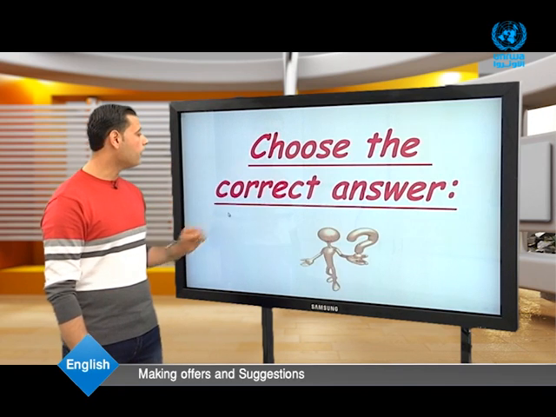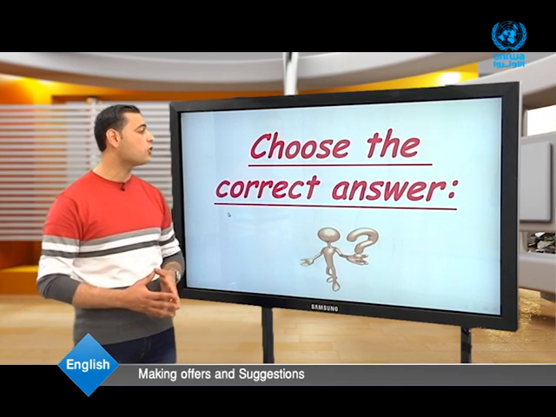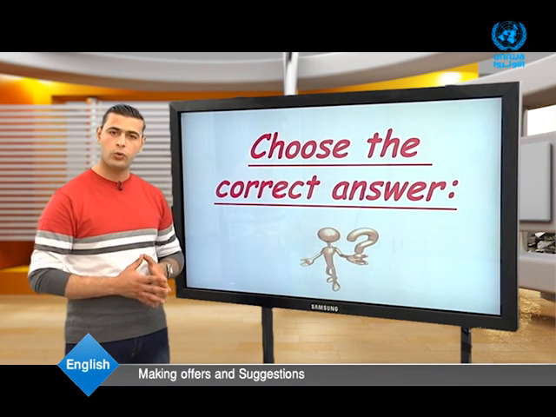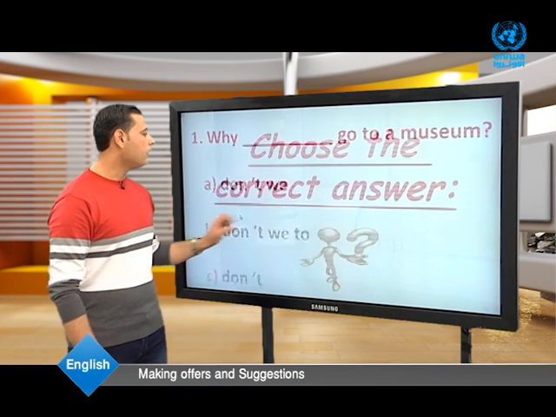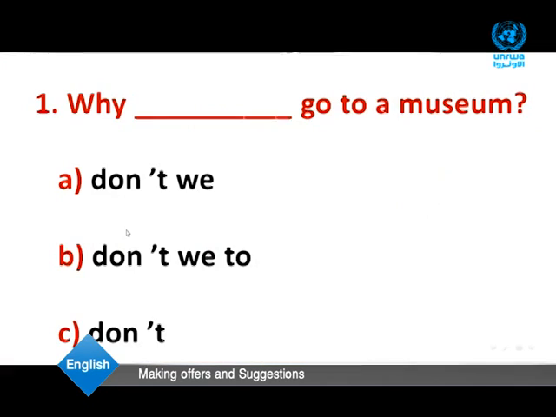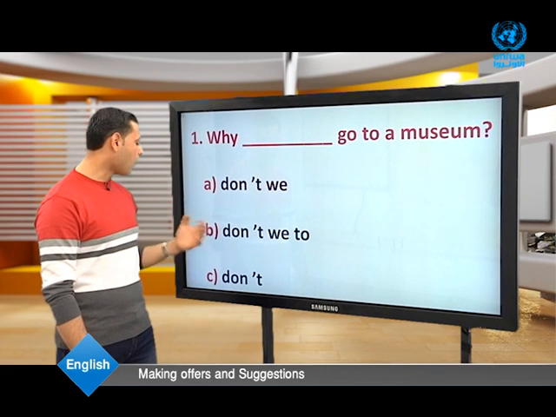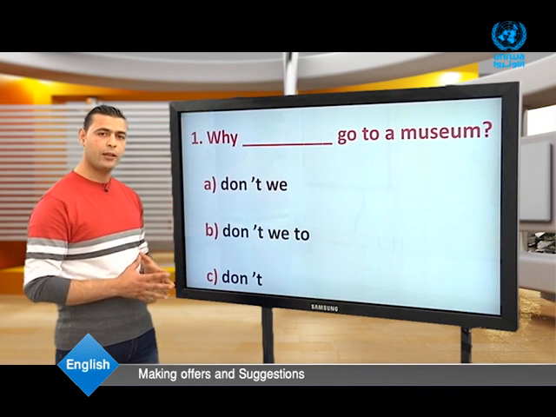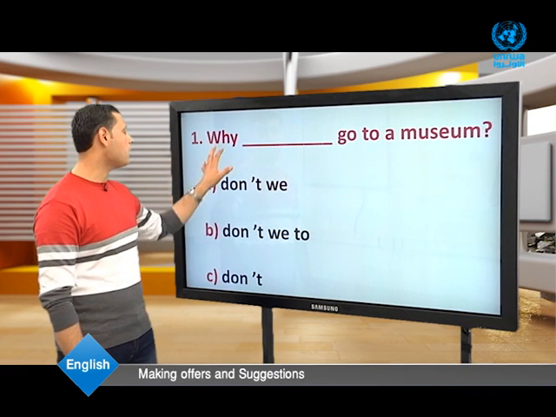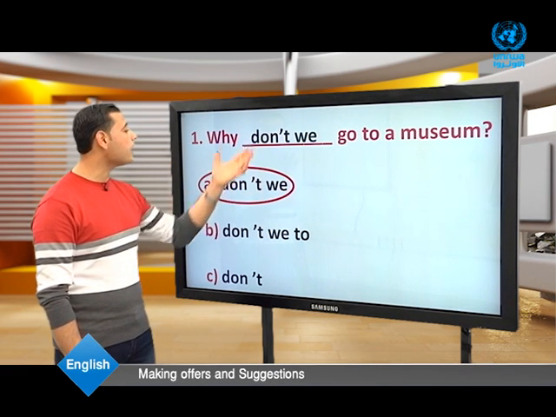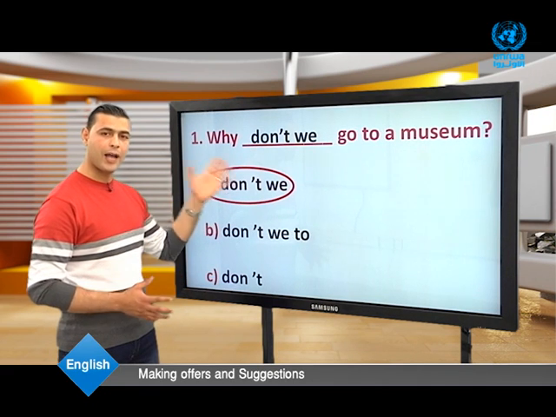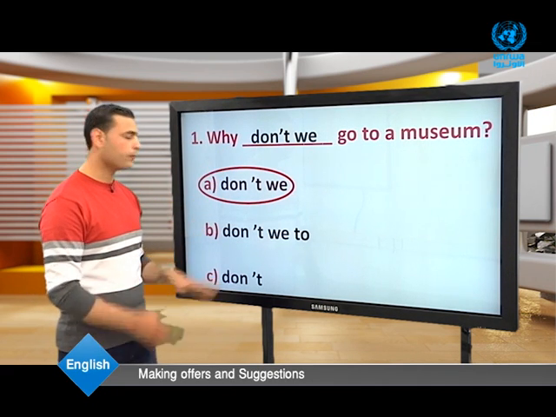Now, dear all, let's have another exercise, which is choose the correct answer. Look, number one, why go to a museum? Look here. Why don't we? Why don't we to? Or why don't? What do you think? Thank you very much. Here, why don't we go to a museum?